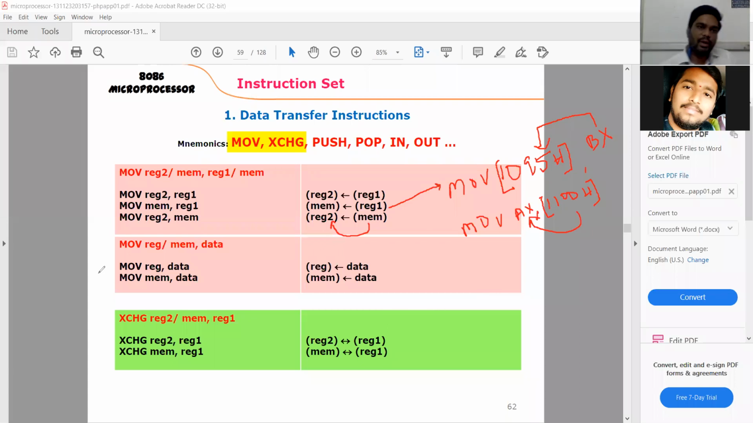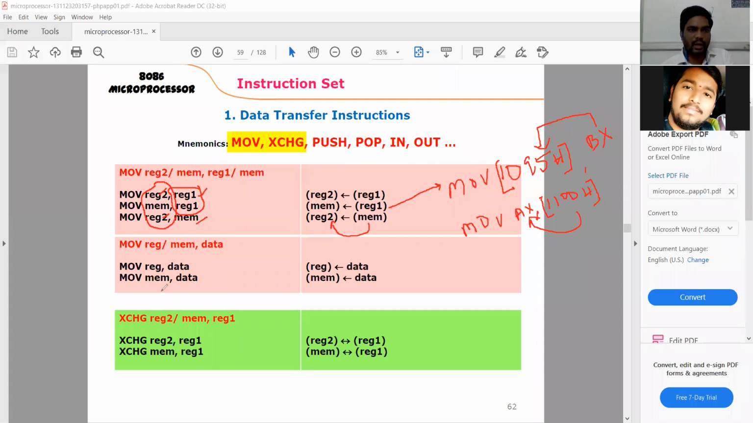Here you can see the points which we discussed in the previous slide, the conditions. Here the source is a register. Here the destination is a register or a memory location. Here the source is either a register or a memory location. Here also the destination is either a register or a memory location.